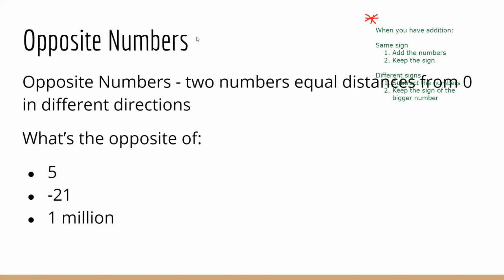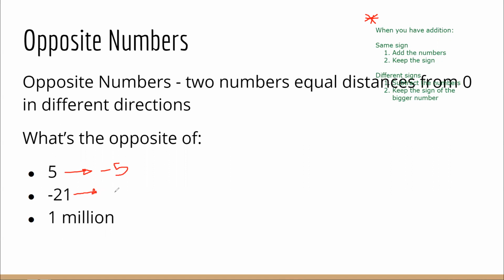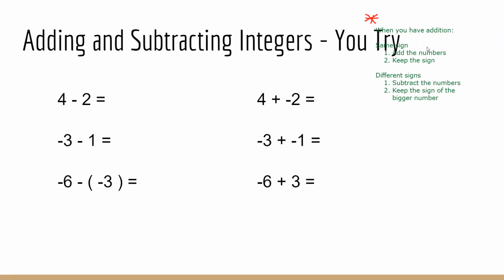So if we're looking at this first one, +5, I know the opposite of +5 is going to be a -5. The opposite of a -21 is a +21. And the opposite of 1 million is -1 million. So hopefully that makes sense to you. If you need to, ask me some questions. Get that all erased, and we're moving on to some problems.